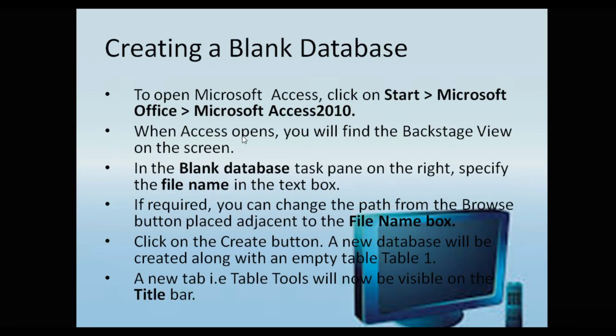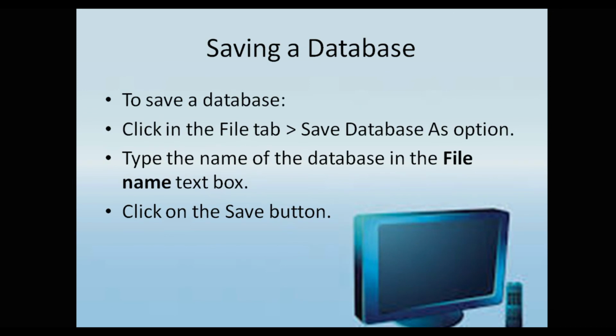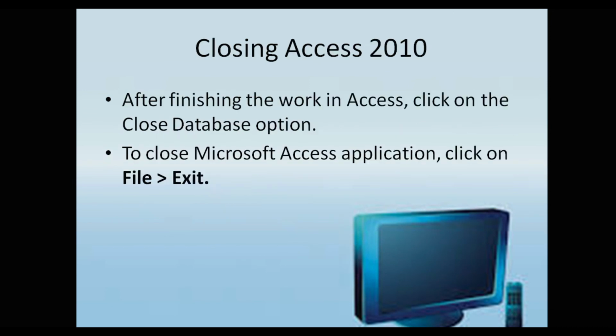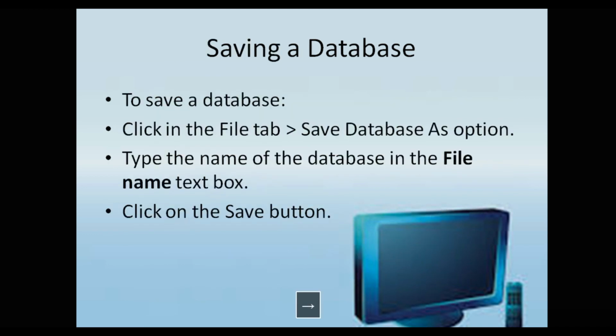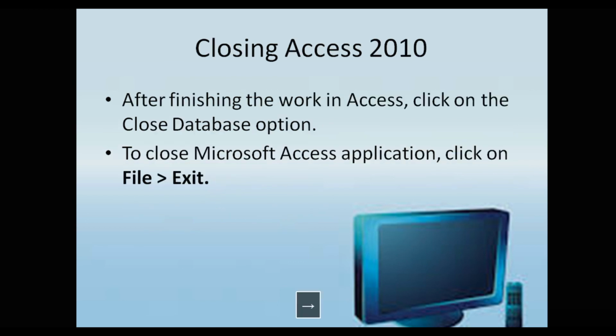This is all that we have to study now. See, we have already done creating a blank database. We know how to save a database and close Access. So let's have a quick recap. For creating, we have to click on blank database. We have to give a file name, and after giving a file name, we have to just click on the create option. For saving it, we have to click on Office or File tab, save database as option, and then file name. I can change the table name also. Then just click on save button and the file would be saved. For closing, we have to just click on file and exit, and our file would be exited.